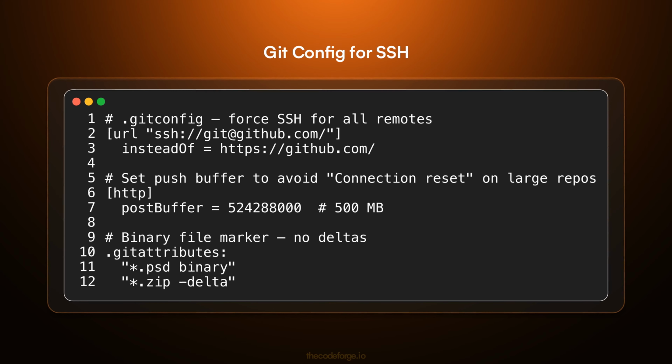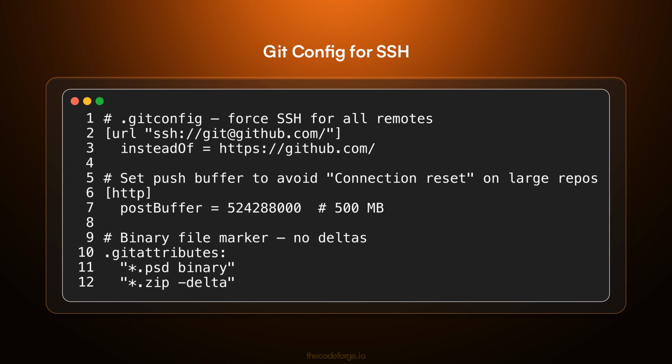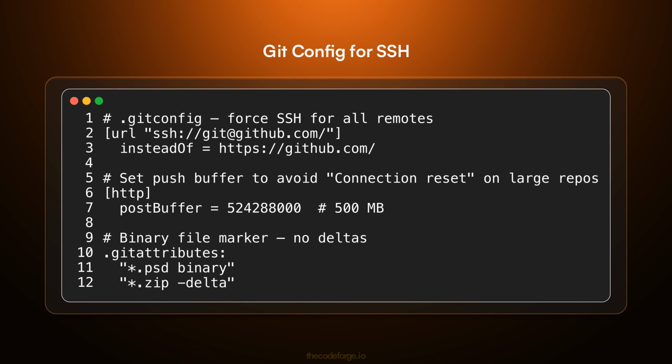Configure Git to use SSH instead of HTTPS for all GitHub remotes. Increase the push buffer for large repos. Mark binary files in Git attributes to prevent Git from attempting delta compression.